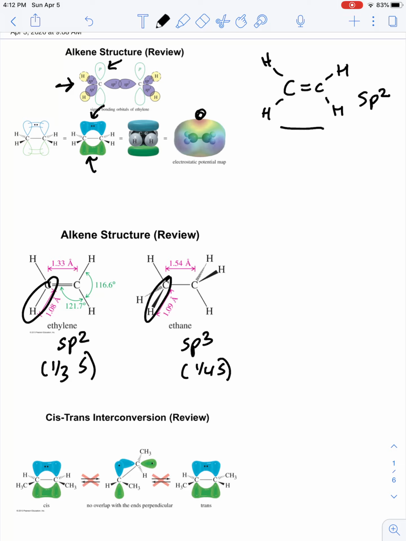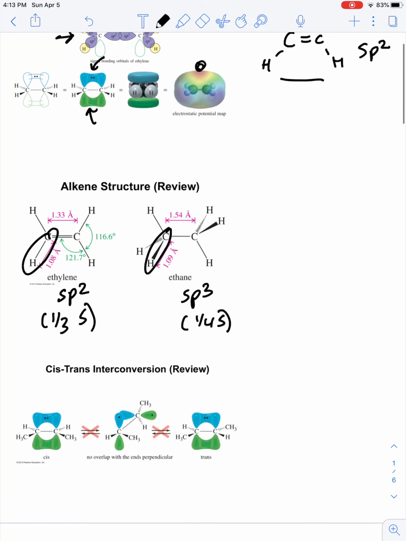which makes sense why that CH bond would be slightly shorter. When we're looking at the carbon double bond carbon, it's much shorter than the carbon single bond carbon. So we have 1.33 versus 1.54. And really, if you think about it, this makes sense because we are looking at the sigma bond formed by sp2 hybridized orbitals, which would have an angle of 120 degrees, versus the sp3 orbital, which would have an angle of 109.5 degrees.